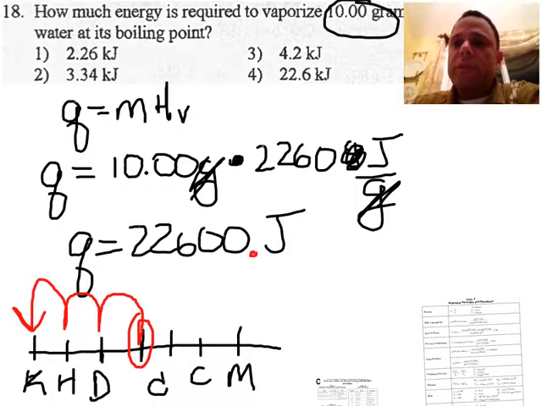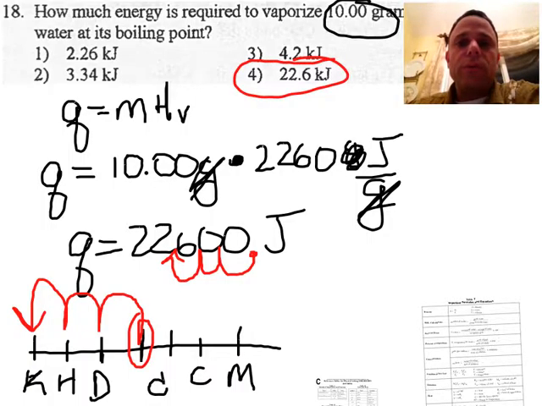Move the decimal 3 spaces. 1, 2, 3. Do we have a match for a choice for an answer? Do we have 22.6 up here? And we do.